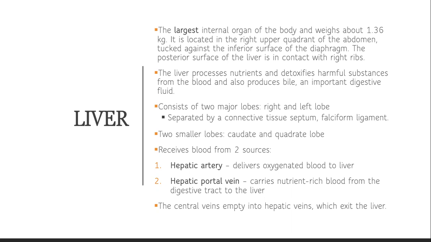So our liver consists of two major lobes, the right and left lobe, separated by a connective tissue septum and a falciform ligament. The two smaller lobes of the liver are the caudate and the quadrate lobe. It receives blood from two sources: the hepatic artery, which delivers oxygenated blood to the liver, and the hepatic portal vein, which carries nutrient-rich blood from the digestive tract to the liver. The central vein is the one that empties into the hepatic veins and exits the liver.